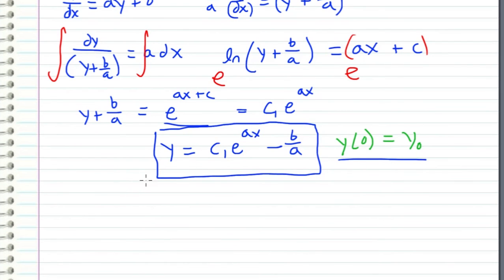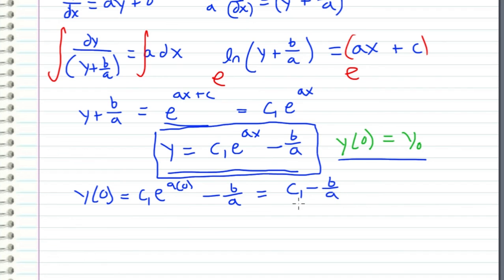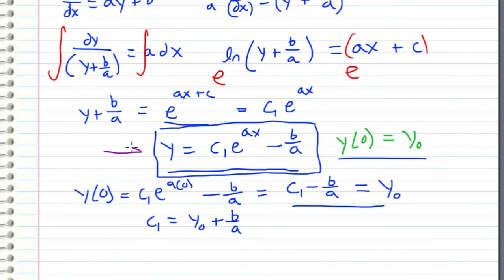So we can apply this initial condition by enforcing it through this equation. So I can say, all right, y of 0 is equal to c1 e to the a times 0 minus b over a, which simplifies to c1 minus b over a, because e to the 0 is 1. But from this initial condition, I know that this has to equal y naught. So now I can use this equation and solve for c1. So c1 is equal to y naught plus b over a. So if I rewrite this equation by plugging in for c1, I get y is equal to y naught plus b over a times e to the ax minus b over a.